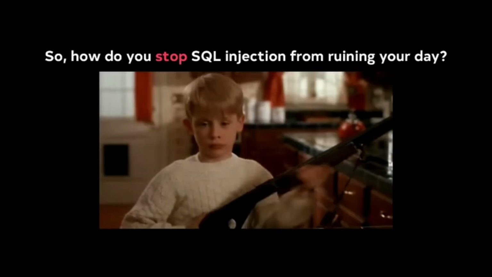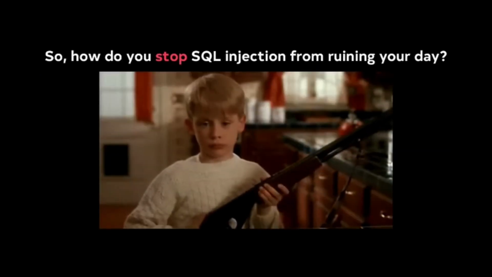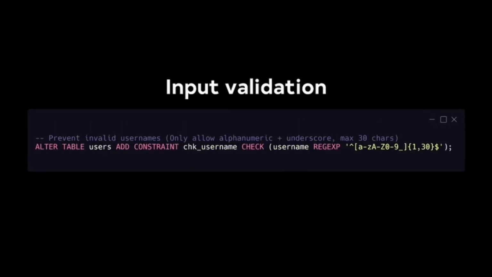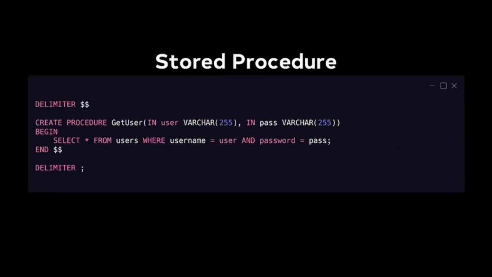So, how do you stop SQL injection from ruining your day? First, use parameterized queries. Think of these as database-safe seatbelts that prevent dangerous inputs from executing. Input validation is another layer of defense. If the user tries to submit their name as Robert'); DROP TABLE students;--, you should probably reject that. Stored procedures can also help by keeping SQL logic controlled, and escaping user inputs ensures that special characters are treated as plain text rather than commands.